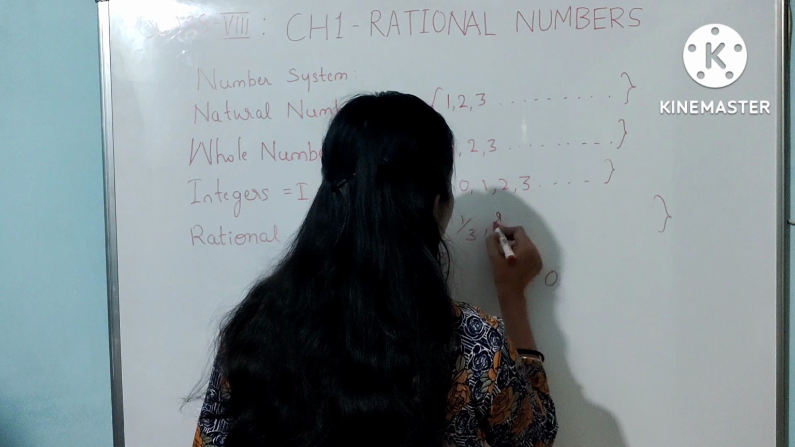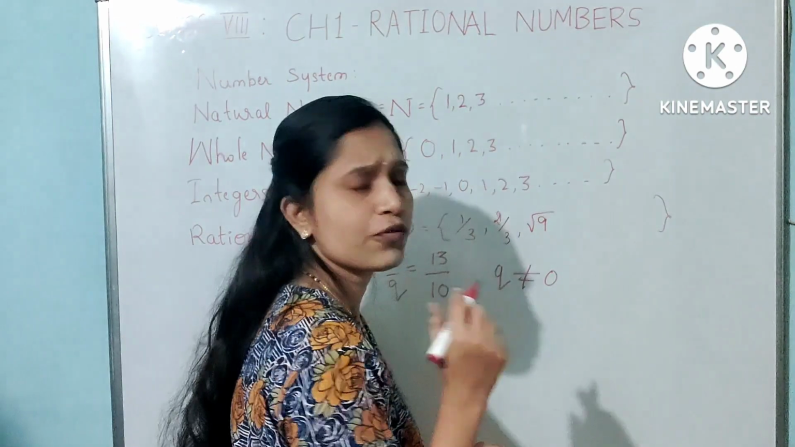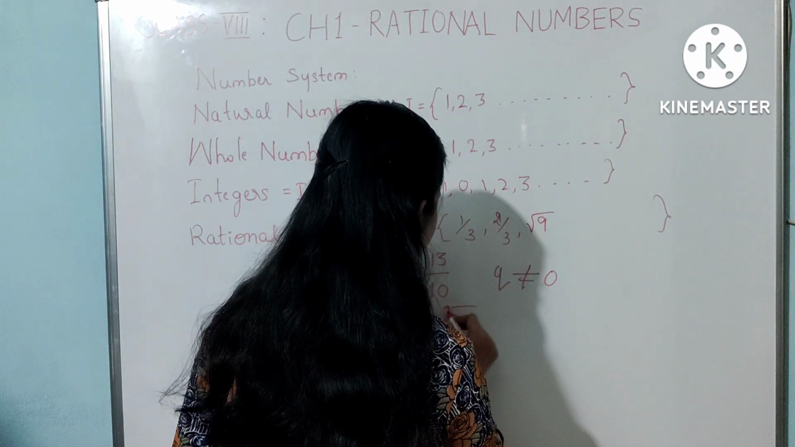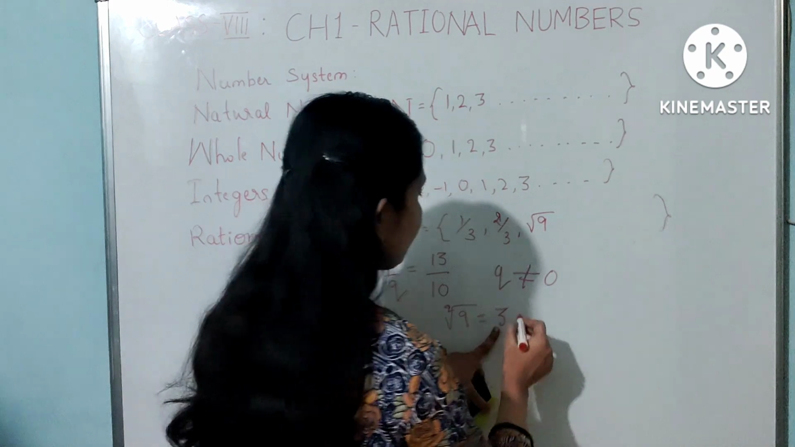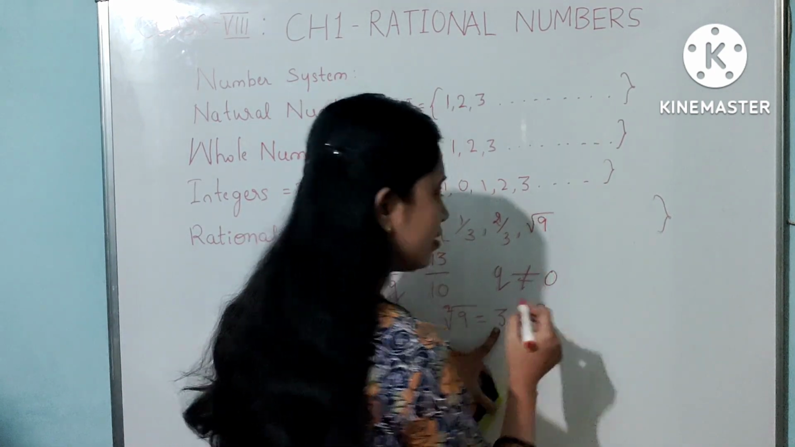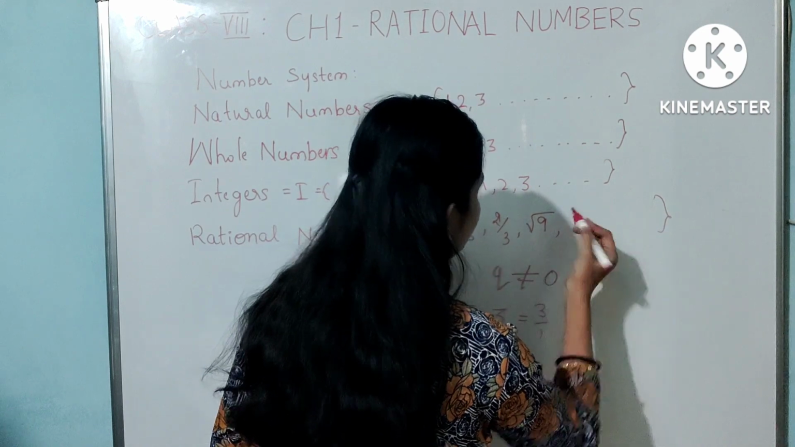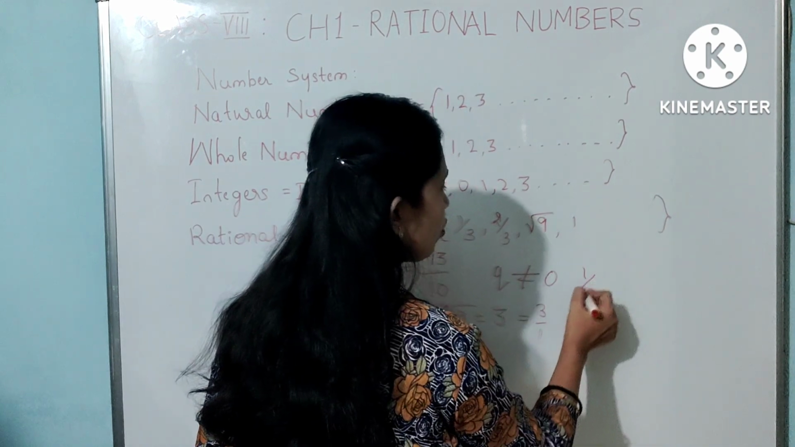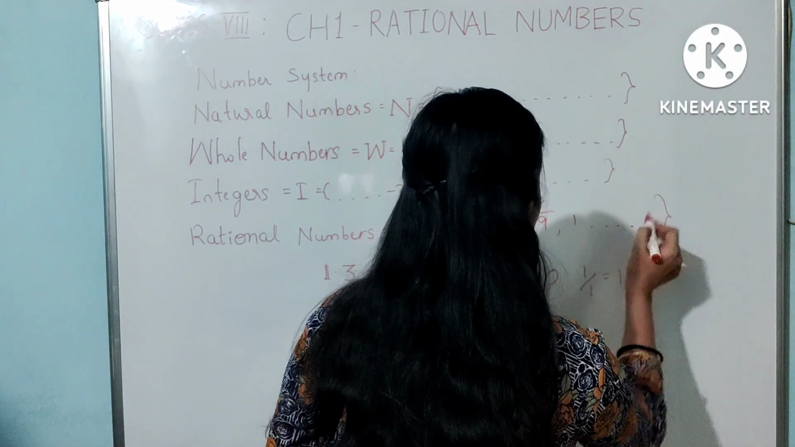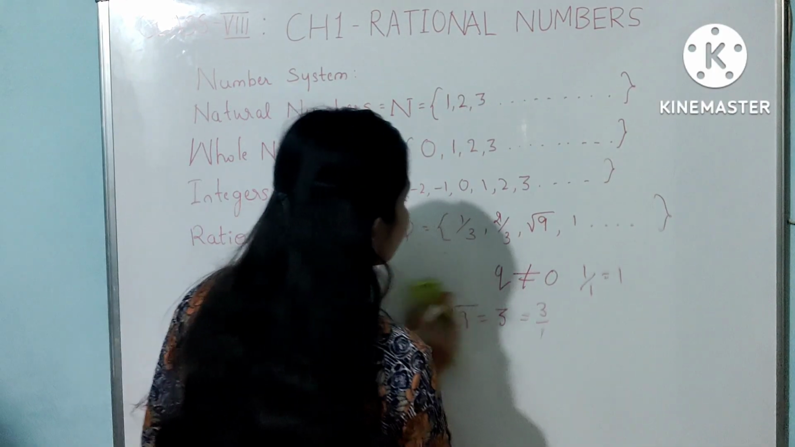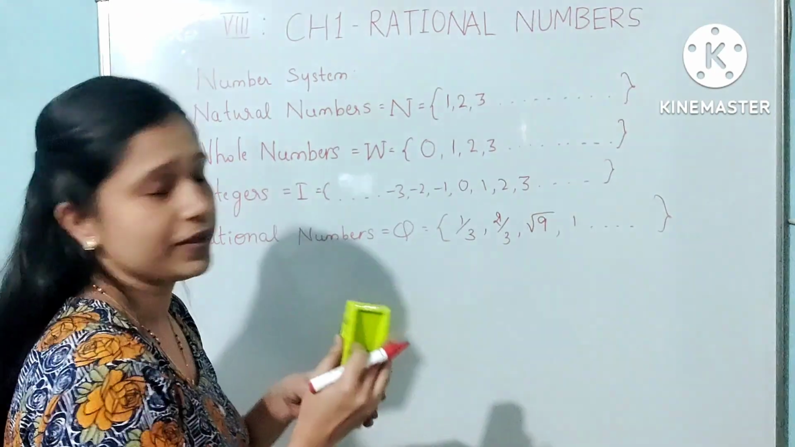Okay, 1 by 3, 2 by 3. Can we say root 9? Yes. What is the value of root 9, the square root of 9? 3. Correct? So how can we represent this 3 in p by q format? 3 by 1, right? Then 1, can we write it as 1 by 1, which is equal to 1? Correct? So on. So I was telling you q should not be equal to 0.